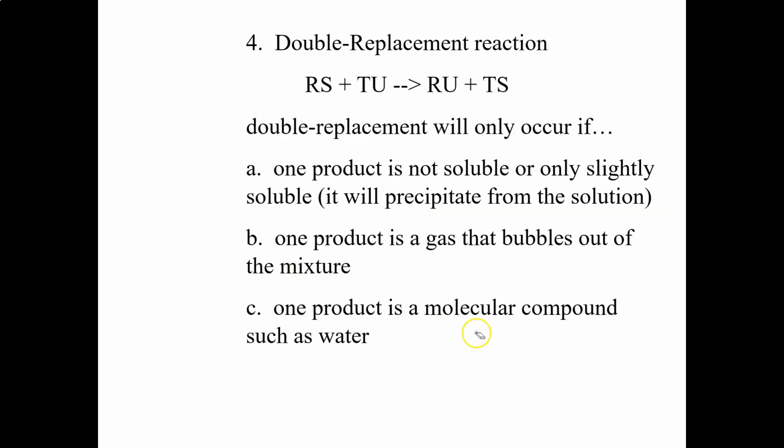Now, the gas and the molecular compound part doesn't happen very often, and we're not going to worry about those two situations, but the precipitate part actually happens quite often. But how do you know whether one of these products is going to be a precipitate? Well, remember, precipitate means a solid from where there was no solid before. If we put an aqueous solution and an aqueous solution together, and then one of these turns out to be a solid, that means that the two ions that got together are no longer soluble. They can't stay dissolved in water.